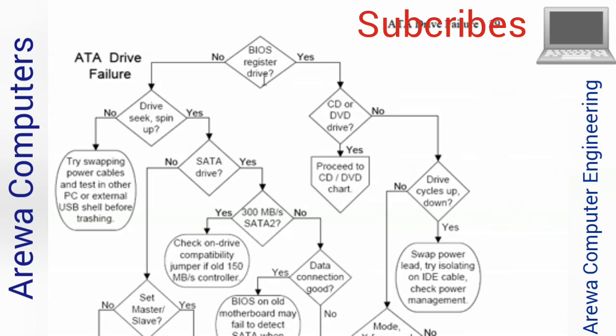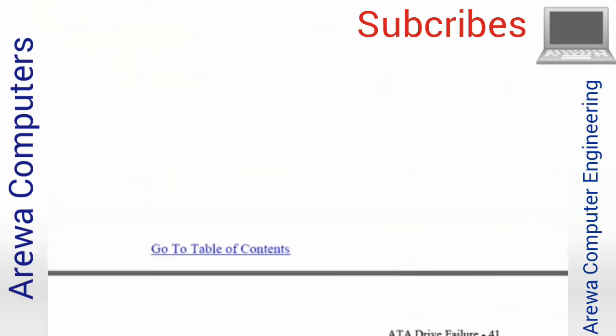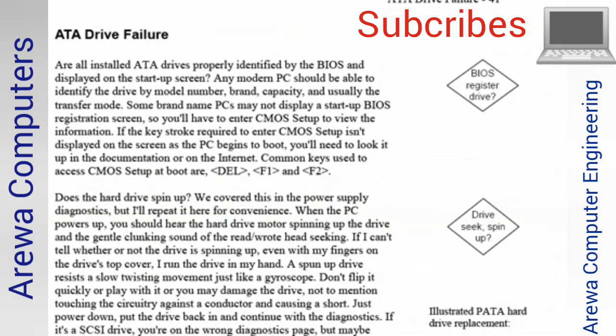Now, if you're looking at these symbols and saying, well, I don't know what BIOS registered drive means. These are all very short. What does 300 megabyte per second SATA2 mean? Well, what we do, which I think is unique in this book, is we repeat these symbols in the margins. So as you read forward in the chapter, you can look for the symbol from the flowchart that you're looking for more detail on, and you'll find in the text the description, like, are all installed ATA drives properly identified by the BIOS and displayed on the startup screen, etc. You might not have a startup screen like that, so it explains how to get into CMOS on different computers.